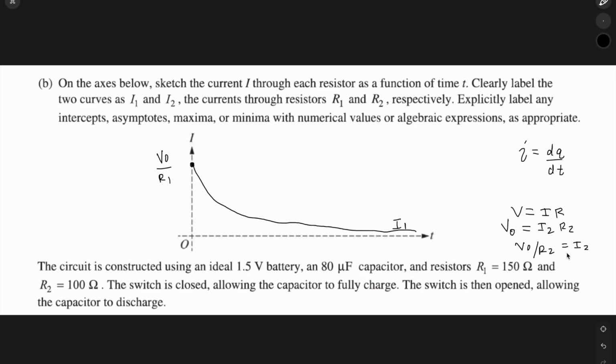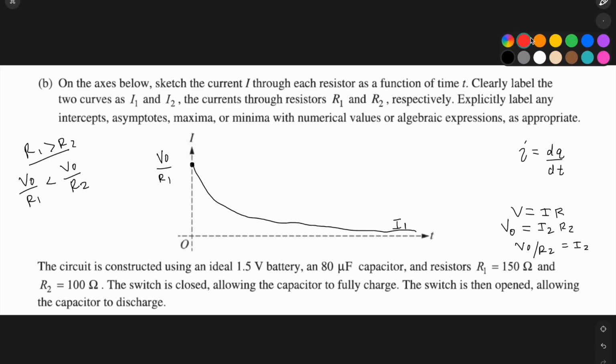Because R1 is greater than R2, as given to us in the description of the problem, we know that V initial divided by R1 is going to be less than V initial divided by R2. So we know that, I'm going to do this in red here, somewhere here. Ideally, you would give yourself more space to do this.